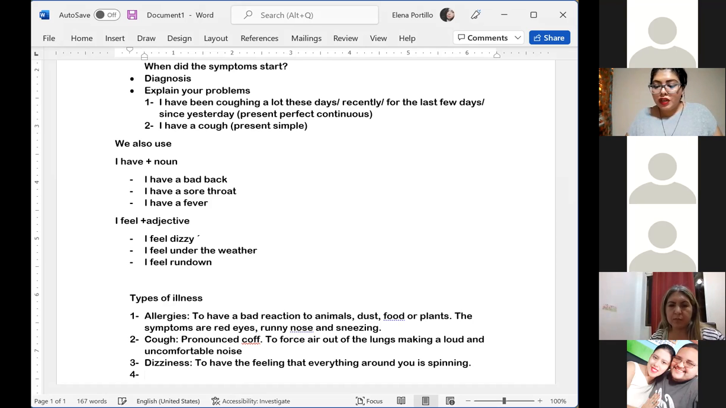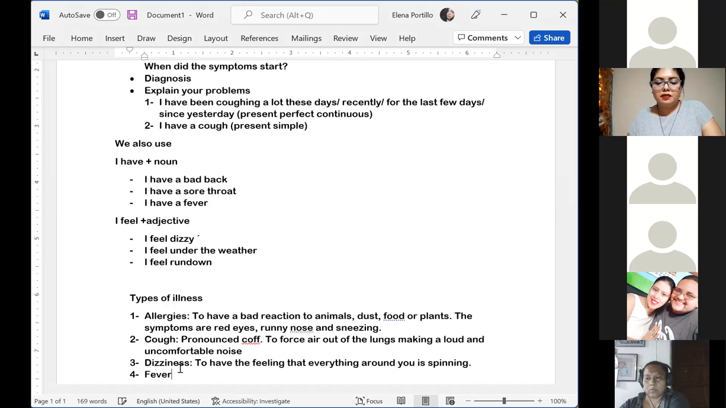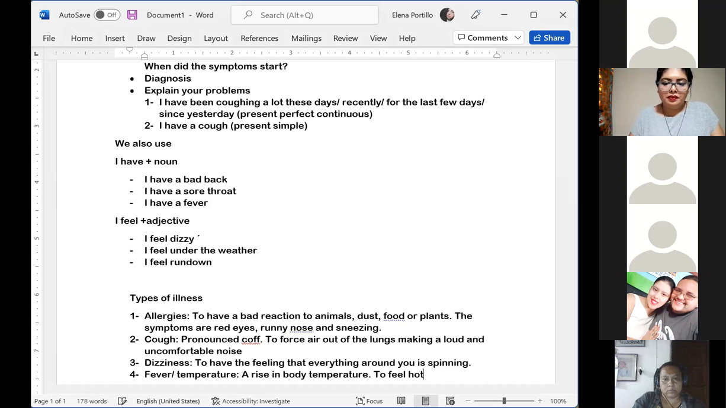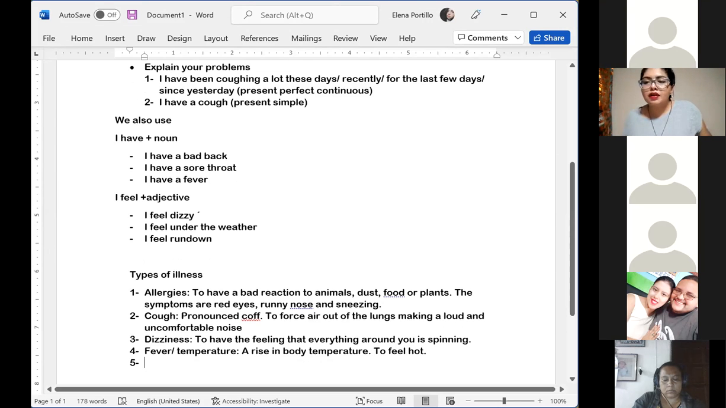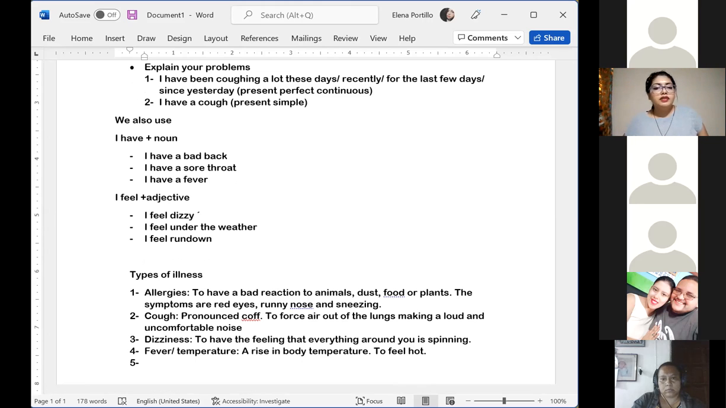Then we have another one that is fever or temperature. It is a rise in body temperature or to feel hot. But also we can say that when we have a fever, we feel very uncomfortable or feel under the weather, because we don't feel like we normally do in our daily life. And in this case, the fever is a rising body temperature and to feel hot. And sometimes we feel like we are not the same. So fever, temperatura, ¿verdad? Calentura.